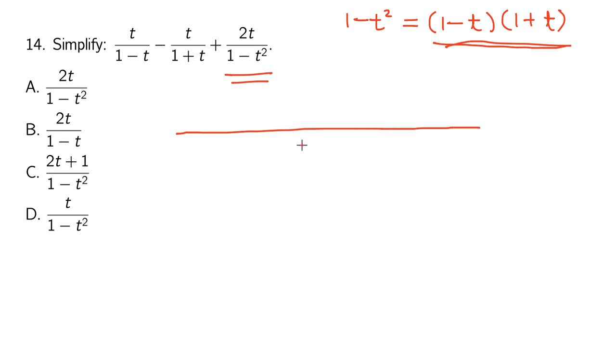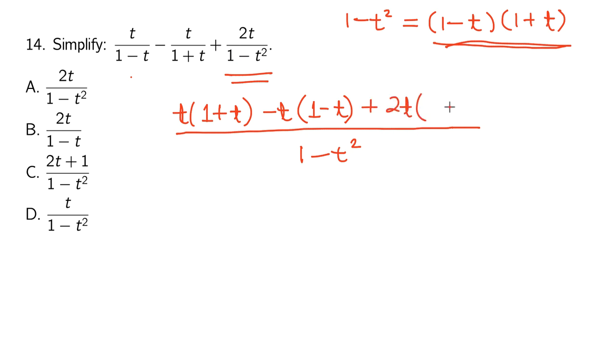So if you write 1 minus t squared here, then how do you write this first one? 1 minus t divides 1 minus t squared to give 1 plus t. So you now have t times 1 plus t. And then you have this minus t over 1 plus t. 1 plus t divides this to give 1 minus t. So you have 1 minus t here. And then you have plus 2t. This divides that to give 1, so there's nothing to do there.